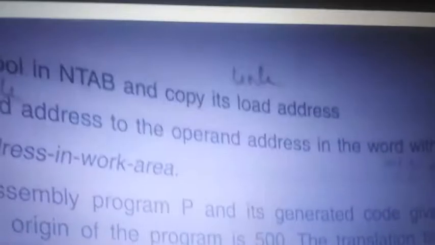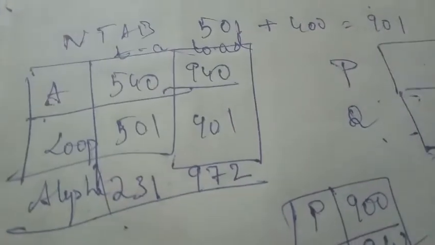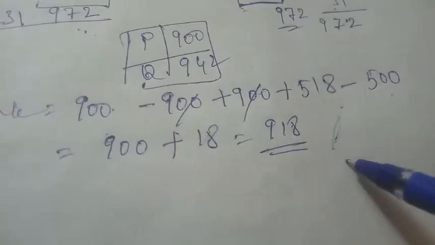The next step: search the symbol in the N table and copy the address. So in that line, in this work area, you have the symbol alpha. So search for alpha in the N table. Search for alpha. Yes, we found alpha. Load the load address. What is the load address? 972. So the load address is 972. Clear? We get the load address.